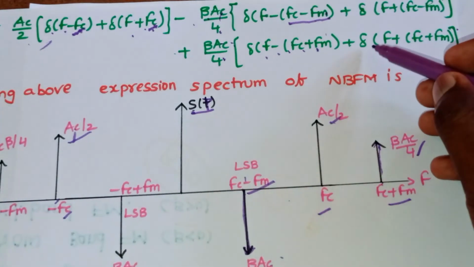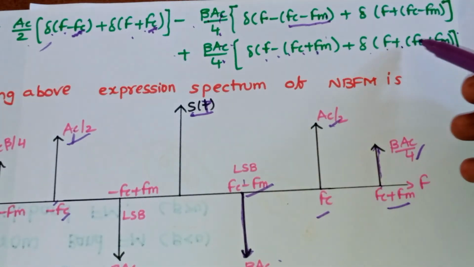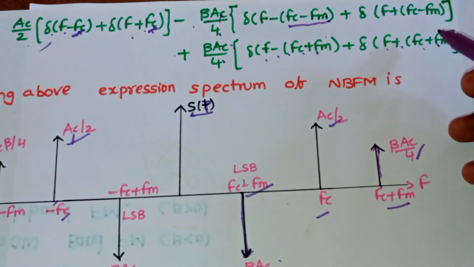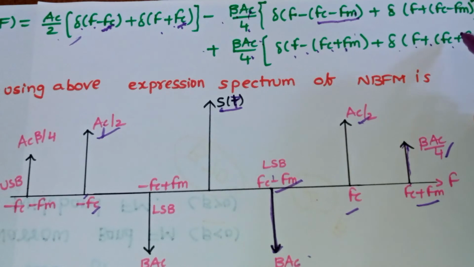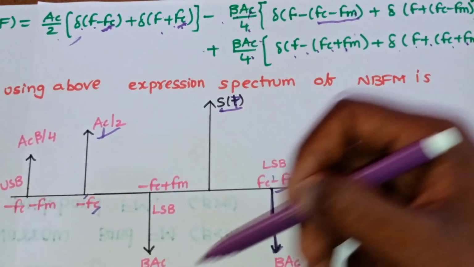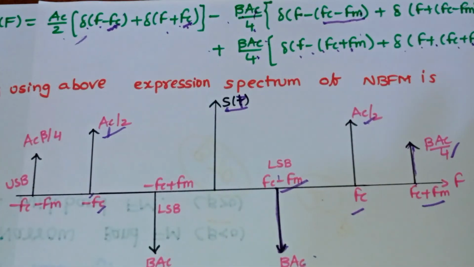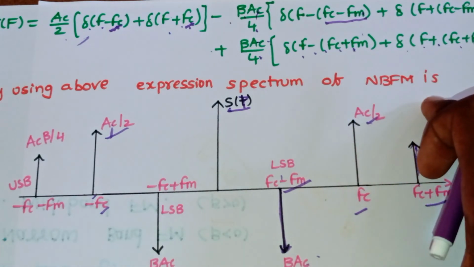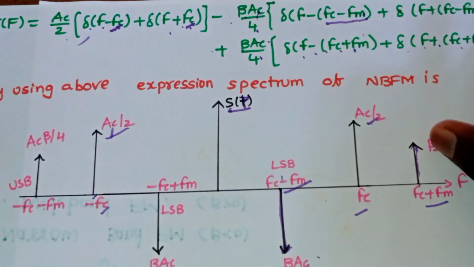Now coming to the last one, that is delta of (f plus fc plus fm). It is nothing but the same term, and if we consider the same terms on the negative axis, then we get it like this. Finally, this is the frequency spectrum of narrowband frequency modulation.